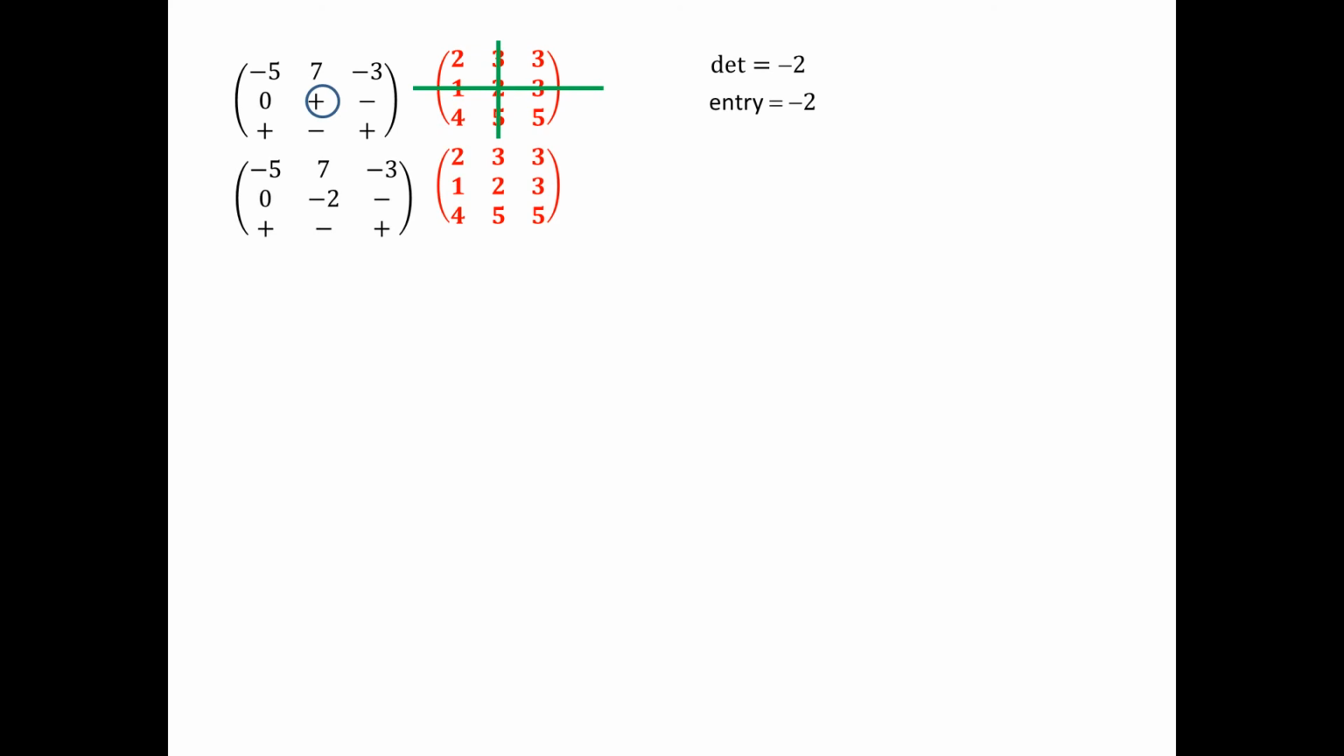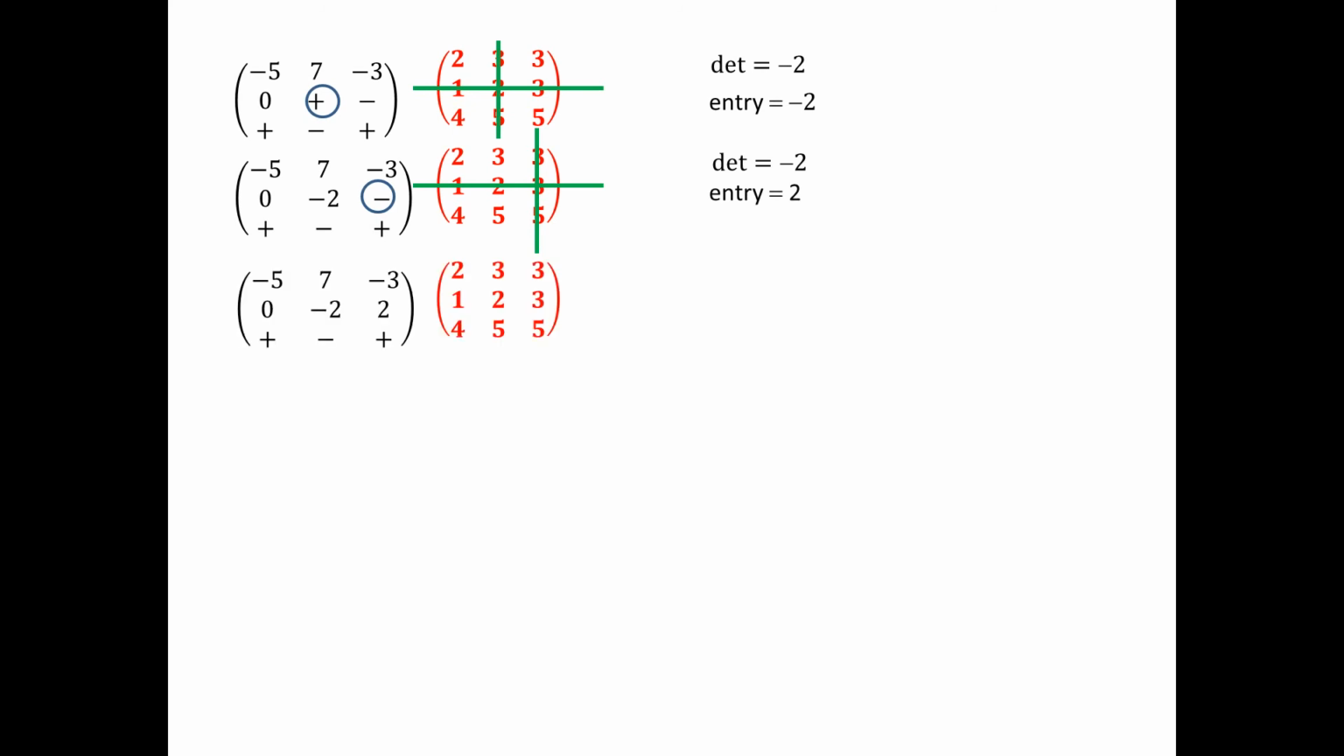Moving on to the right hand entry in the middle row. The determinant of what is left is 2 times 5, take away 3 times 4, which is minus 2. The sign in the grid matrix is a negative, so the entry has got to change sign, so the entry's got to be 2. First entry in the bottom row, the determinant is 3 times 3, take away 3 times 2, which is 3. The sign in the grid is a positive, so the entry is going to be 3.